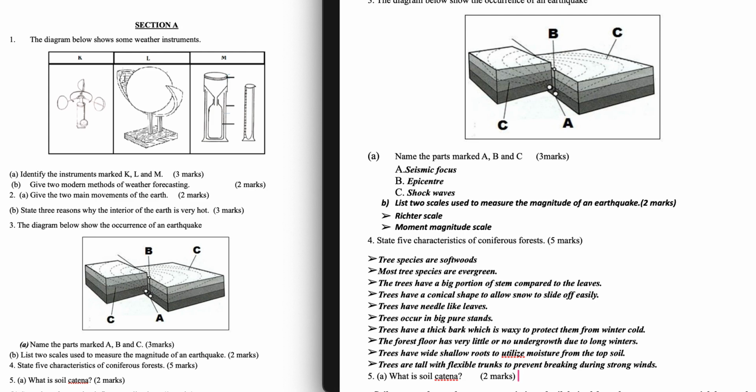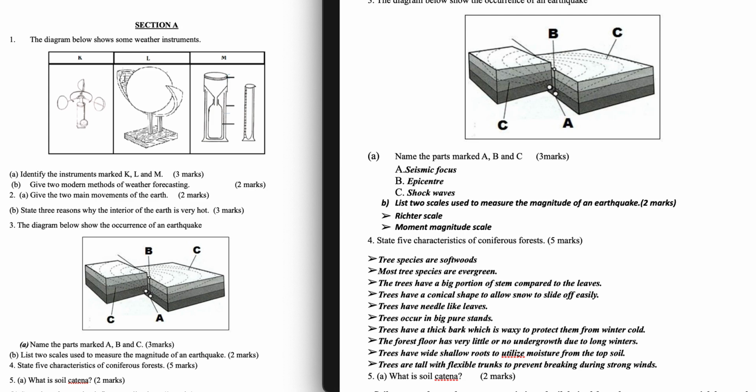Trees have a thick bark which is waxy to protect them from winter cold. The forest floor has very little or no undergrowth due to long winters. Trees have wide, shallow roots to utilize moisture from the topsoil. Trees are tall with flexible trunks to prevent breaking during strong winds.